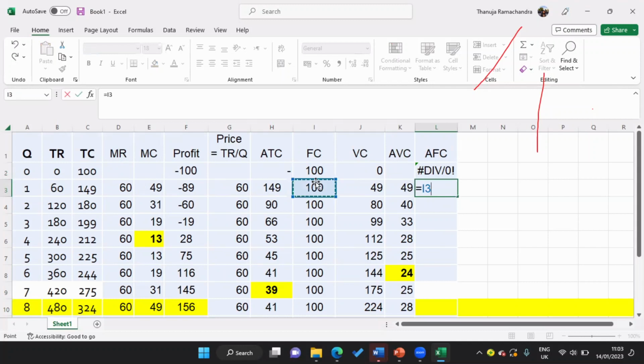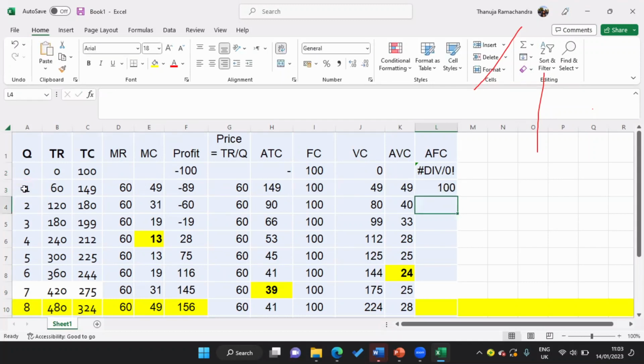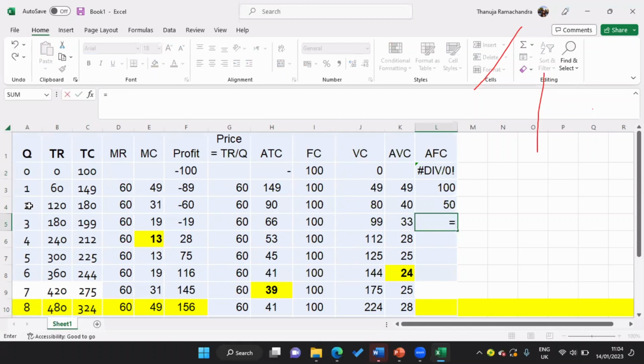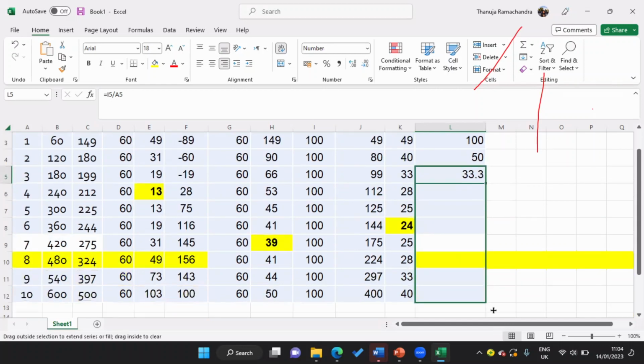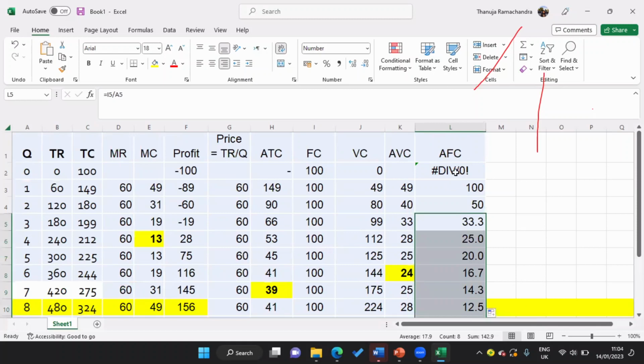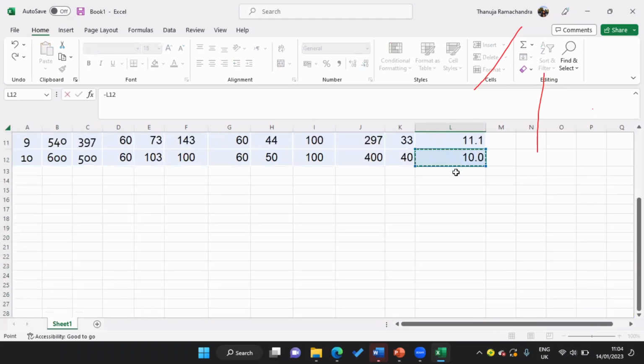Fixed cost 100 for 1 unit. Then fixed cost again 100 for 2 units. The fixed cost is now distributed among a higher level of production, right? So the average fixed cost is always decreasing.